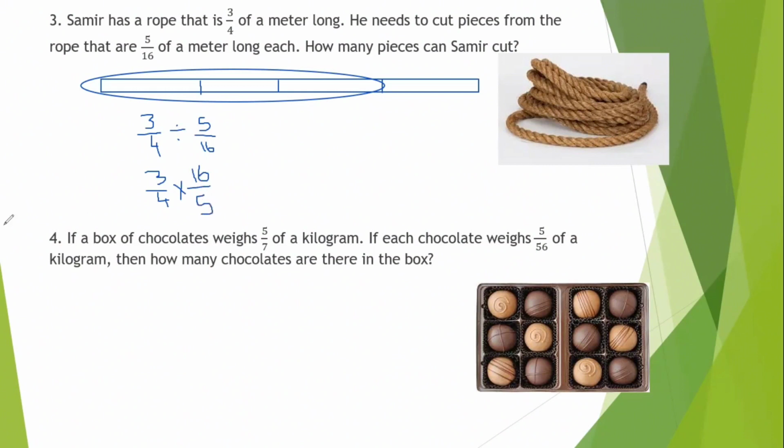We can simplify. 4 divided by 4 equals 1. 16 divided by 4 equals 4. We can't simplify any more, so 3 times 4 equals 12. 1 times 5 equals 5.